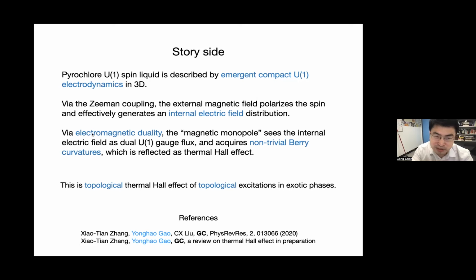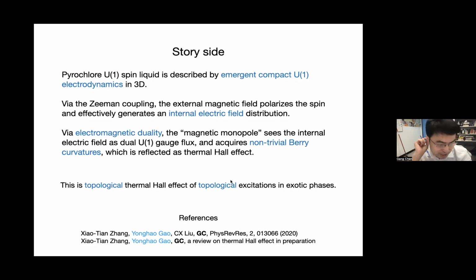if you do electromagnetic duality, functions as an emergent dual U1 gauge flux for the magnetic monopoles. As a result, the magnetic monopole will acquire non-trivial Berry curvature, and this is reflected as the thermal Hall effect. Essentially, this is the topological thermal Hall effect of the magnetic monopole, which is the topological excitation of the U1 pyrochlore spin liquid. So the topological excitation in exotic phases.